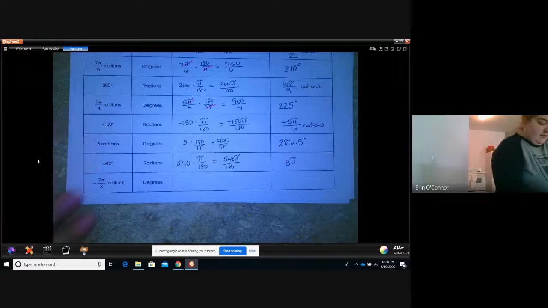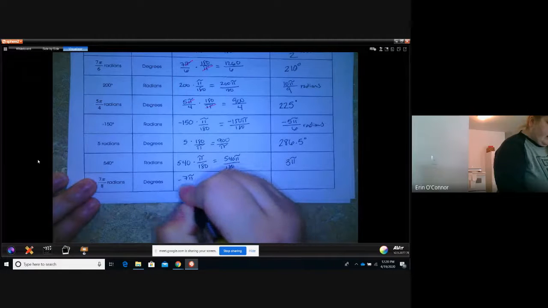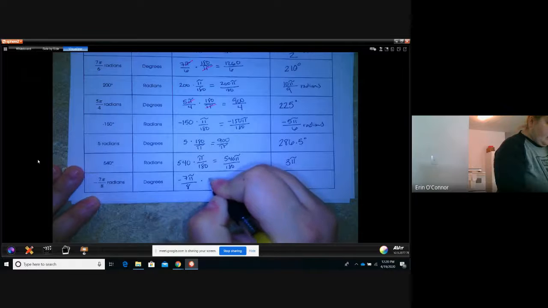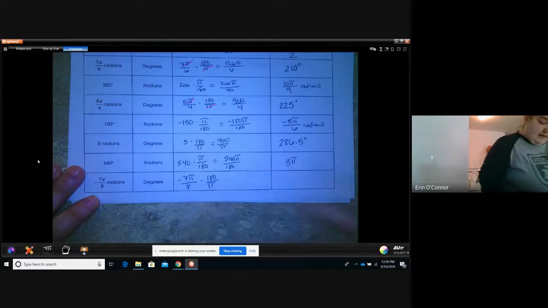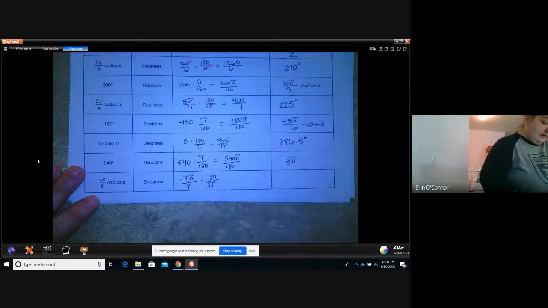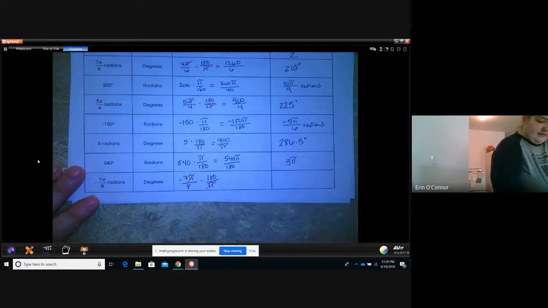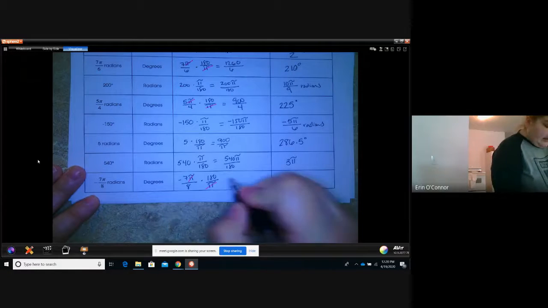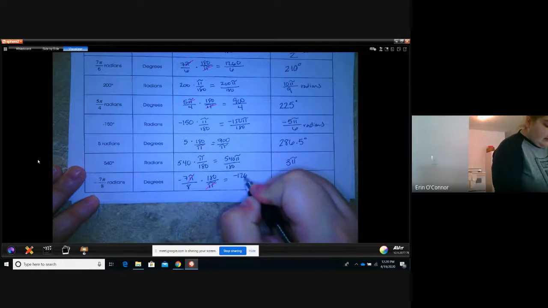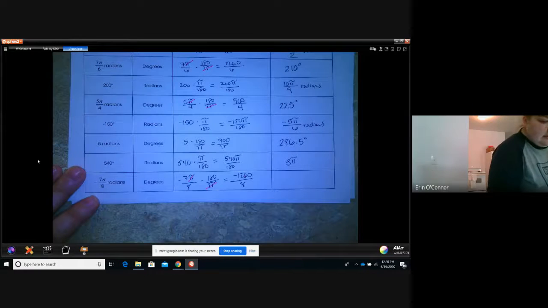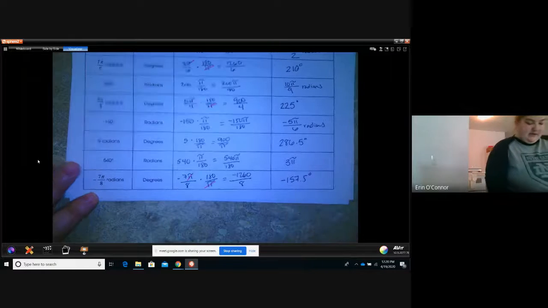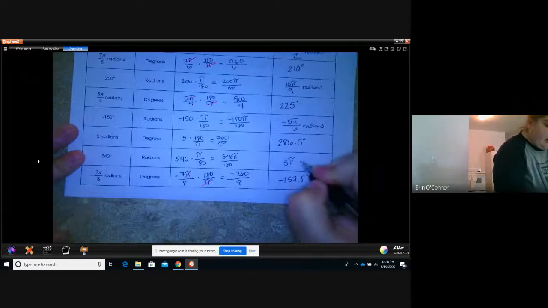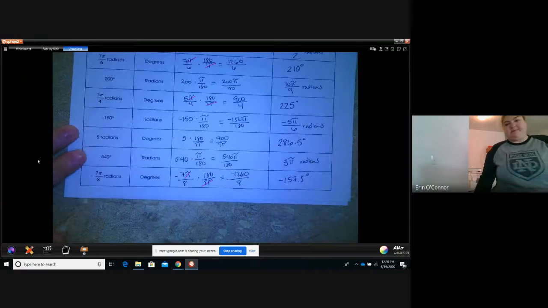And the last one, we have negative 7 pi over 8 times 180 over pi, because I'm going to degrees. The 180 is in the numerator. The pi's cancel out. And I get negative 7 times 180 is negative 1260 over 8. And I get negative 157.5 degrees. Oops, one thing I forgot, we should have radians after the 3 pi.